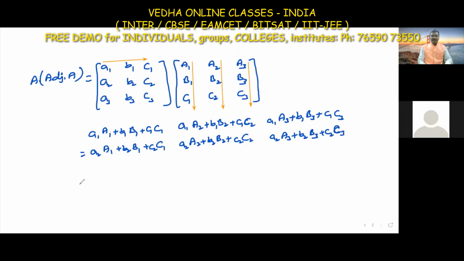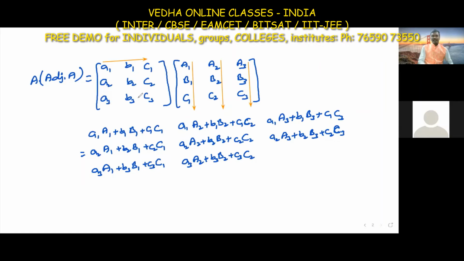Capital C3. Now take the third row. Third row is nothing but small a3 into capital A1, small b3 into capital B1, and small c3 into capital C1. Now take the third row with the second column: that is a3 into A2, b3 into B2, and c3 into C2.